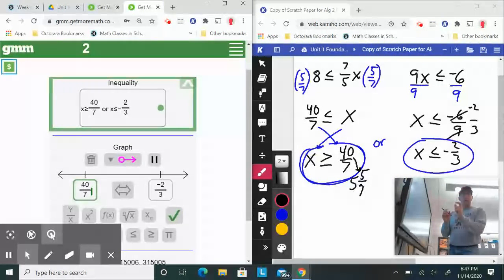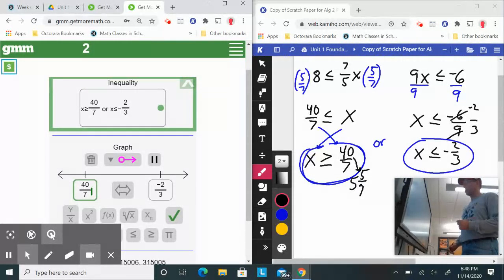Now, a quick reminder, when you go to graph this in GMM, make sure you have the lesser of the two numbers on the left side of the number line. Because on a number line, remember, going to the left is less, going to the right is more. It automatically loaded the 47ths on the left side, and I know that's positive, so it has to be greater than negative 2/3. So I need to take time and switch those.